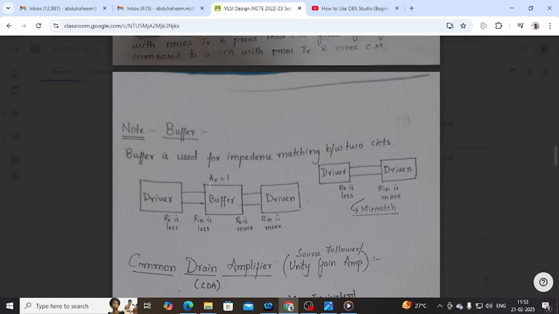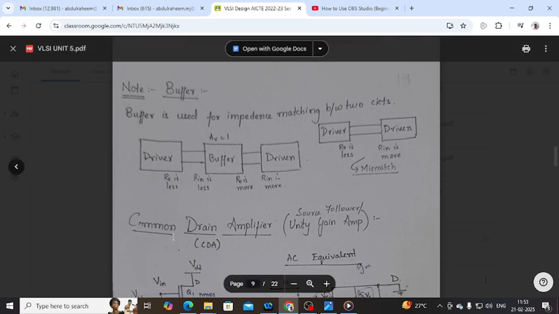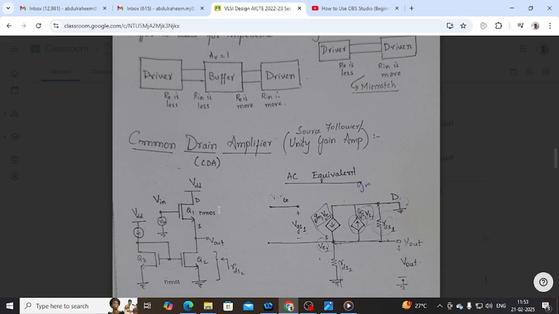So for that we use one more circuit called a buffer. It is nothing but improving the matching response. That's the reason we use the common drain amplifier right here. That is called unity gain. So now let's look at the common drain amplifier.